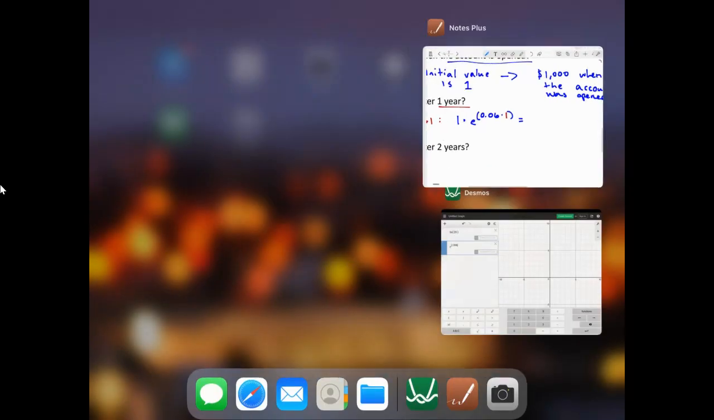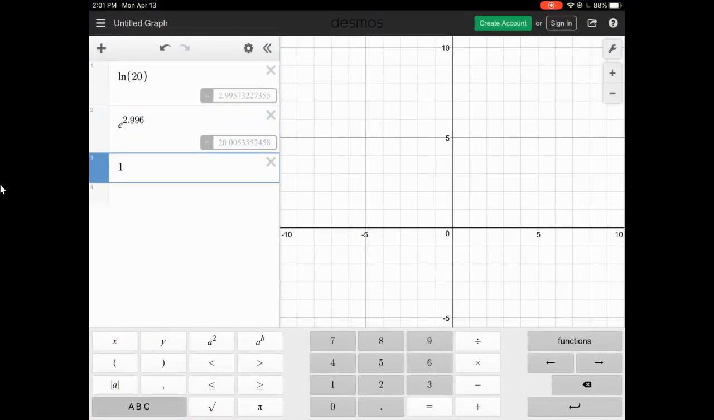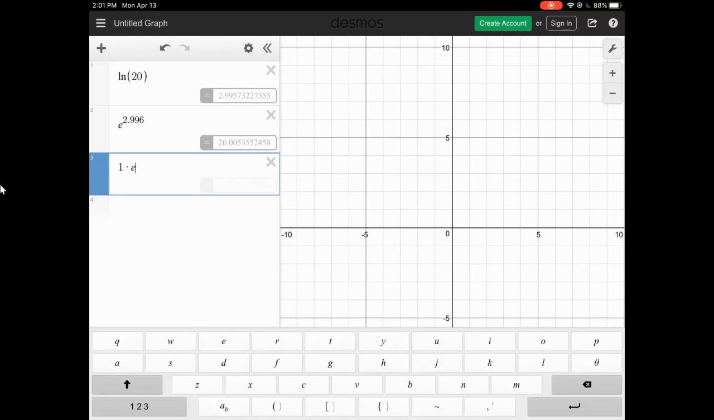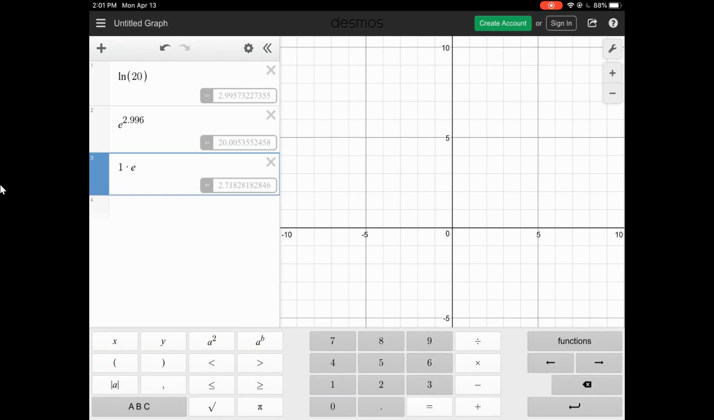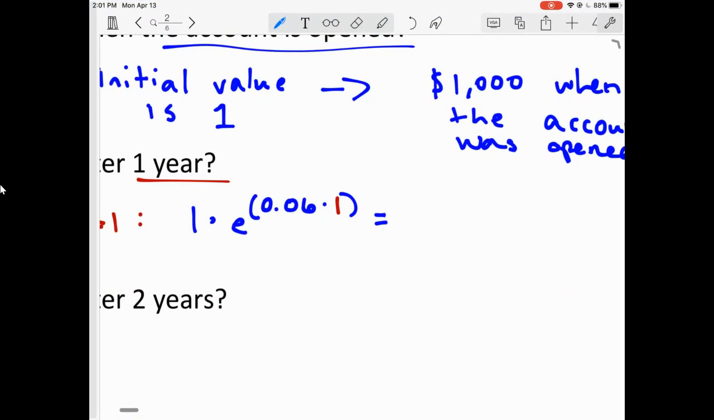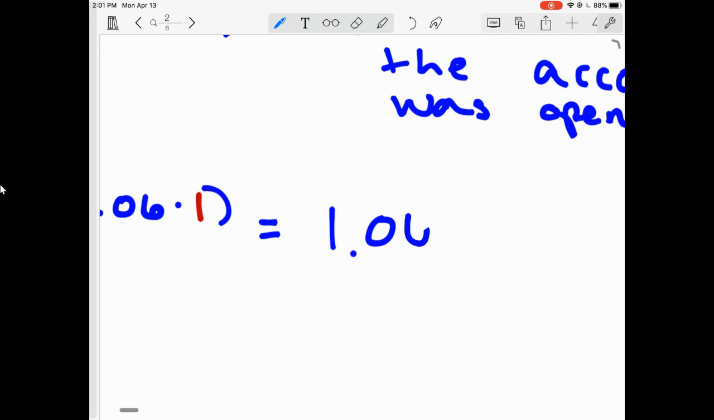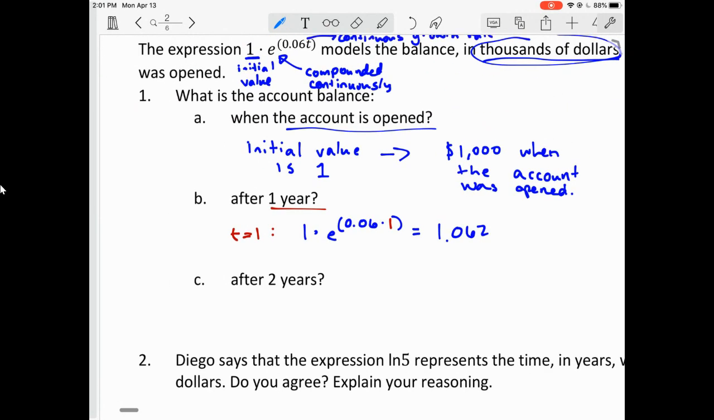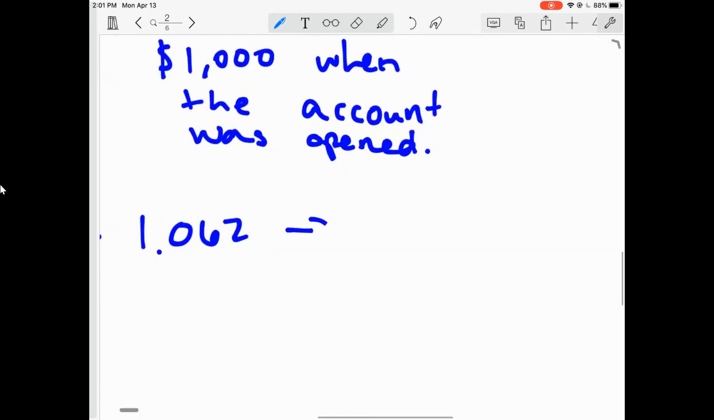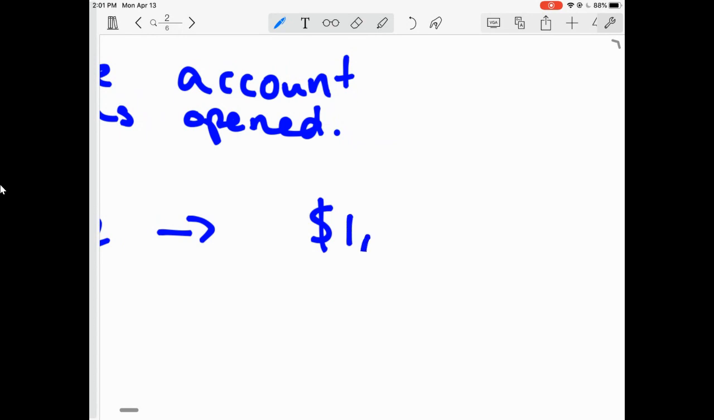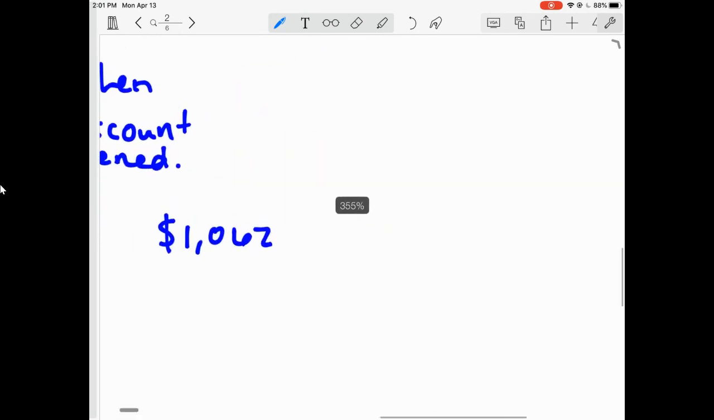All right, let's calculate that. 1 times e, calculator knows what e is, to the 0.06 times 1. Technically, it doesn't matter if we do that because multiplying by 1 is the same thing. But that's exactly what we had, 1.0618. So we'll round it to 1.062 in the thousandths place. So we have 1.062 in thousands of dollars. This just means $1,062 after 1 year.